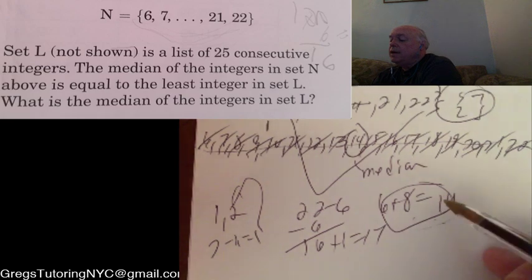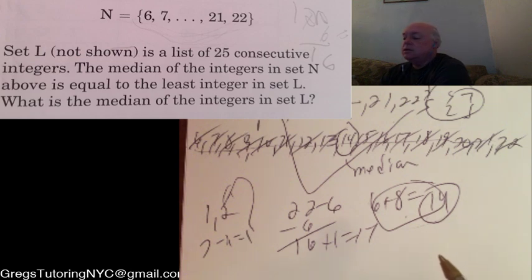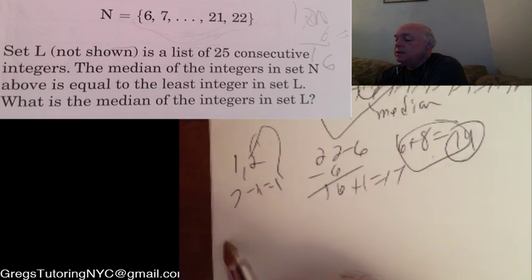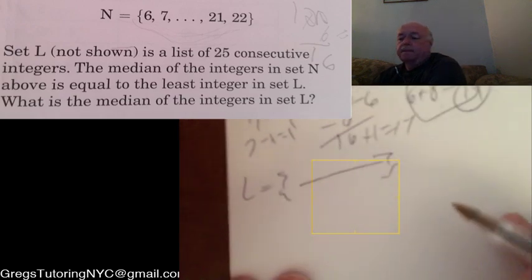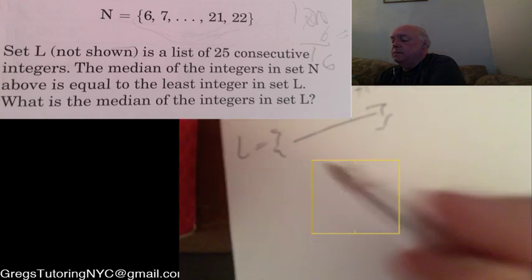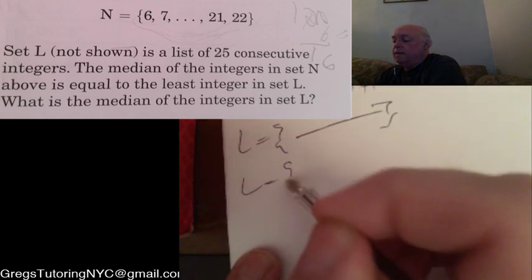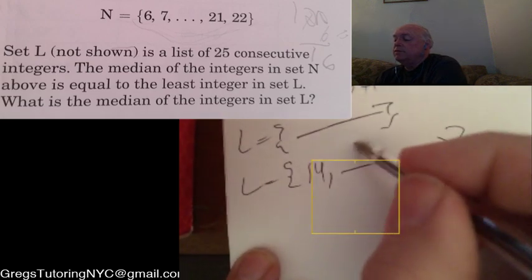So what does the 14 mean? It says the median in the set above is equal to the least integer of L. So we have L equals something here, right? So it's telling us that the smallest number in L is 14. And then it tells us there's 25 numbers in here.